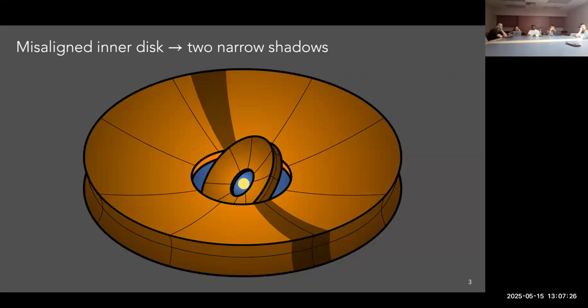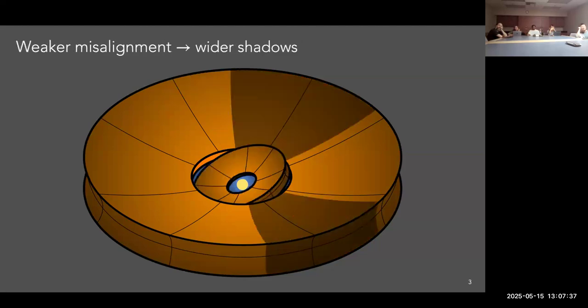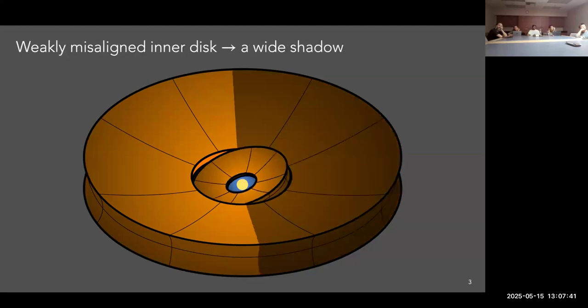And that's the idea here. That would be causing these observations in scattered light. You would see these regions on top and bottom as darker. Of course, this depends on the angle of the misalignment. If it's less misaligned, you will see a wider shadow on the surface, and you can even cover half of the disk with just a misaligned component in the center.